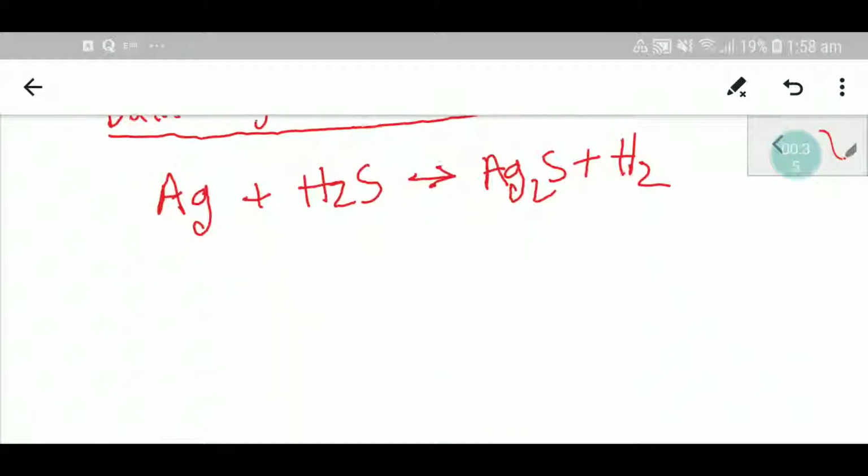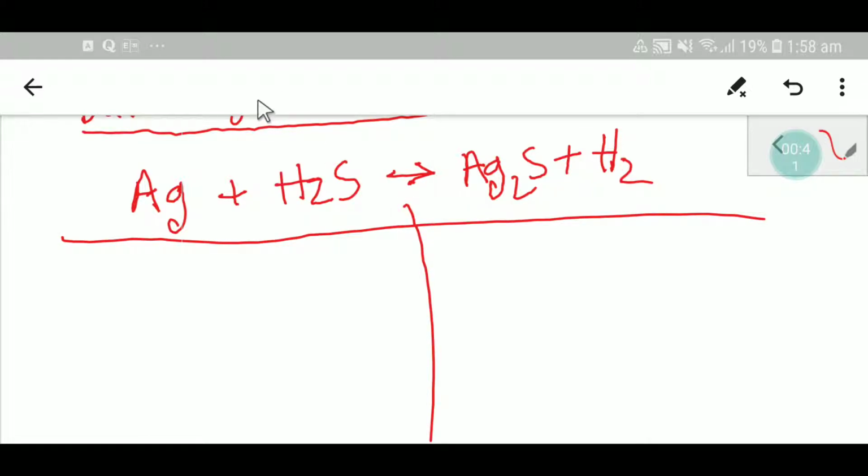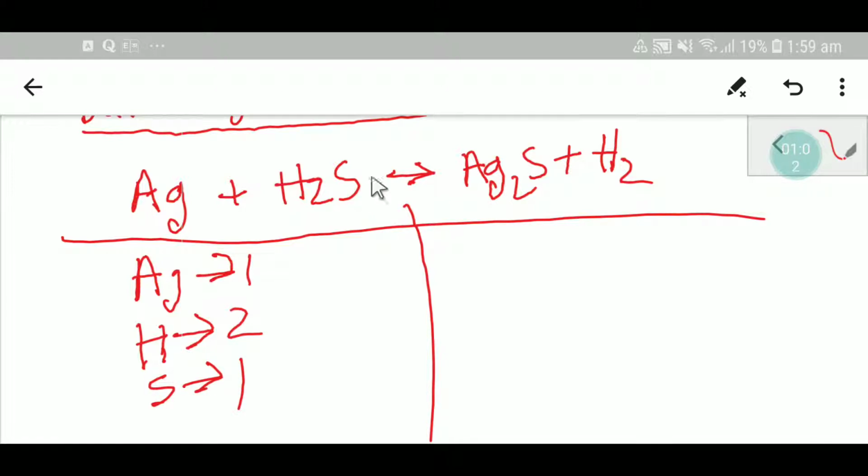So to balance this reaction, at first I have to draw a table like this, right? If I draw a table like this, then I will get two parts. This is the reactant part and this is the product part. In the reactant part, I have to now count the atoms, right? Here we have one silver, but here we have two hydrogen, right? So let me write that. And here we have one sulfur, so I have to write here.